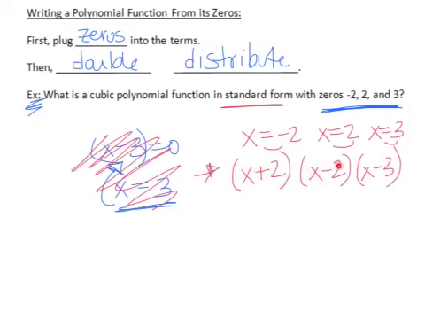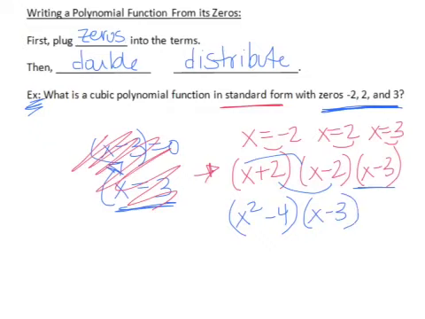x times negative 2 is negative 2x. 2 times x is positive 2x. And when you add them together, they cancel out. So whenever you have conjugates, go ahead and multiply those together first. So first times first, I get x squared. And last times last, I get negative 4. I'm going to keep that in parentheses because I'm still multiplying it with this one, x minus 3.